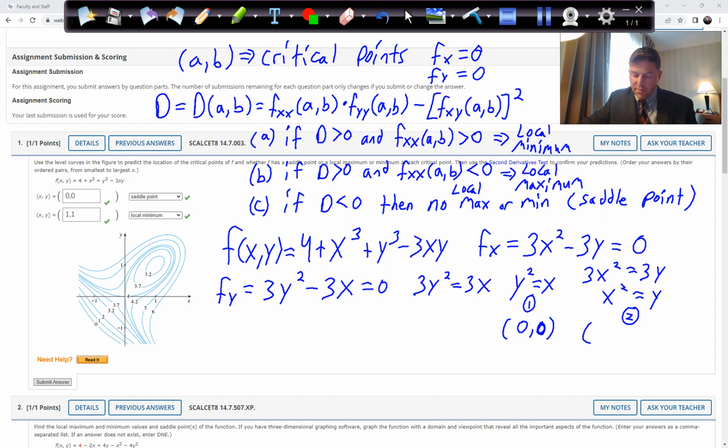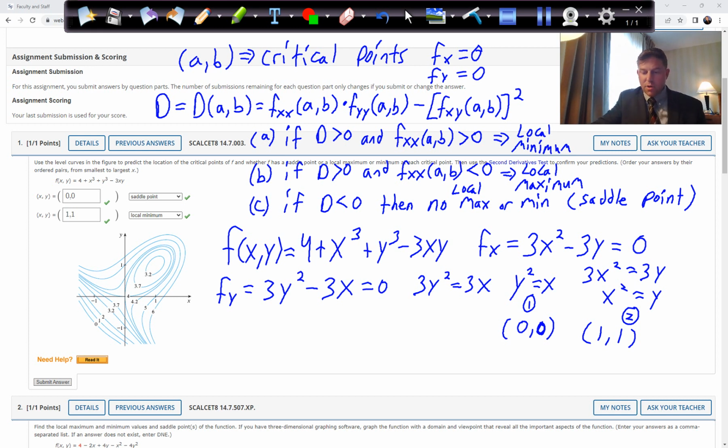Another point is if they're both equal to 1. So 1 squared is 1 equals 1 on the right. And then for equation 2, 1 squared is 1 equals 1 on the right. So we have 2 points to check, (0, 0) and (1, 1). If you play around with those equations, you won't be able to find any other numbers that work. So those are the 2 points we have to check. Now let's find this D equation.